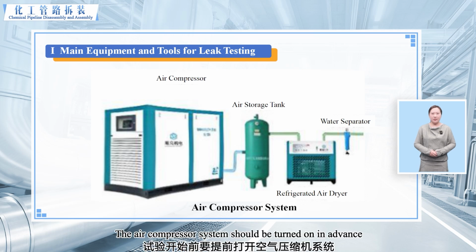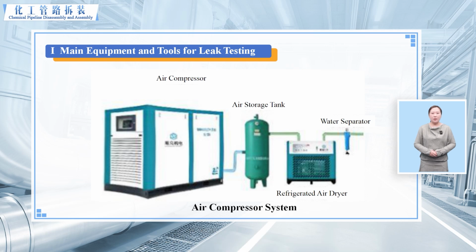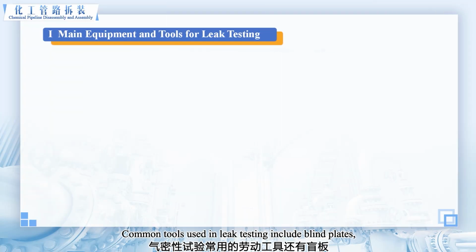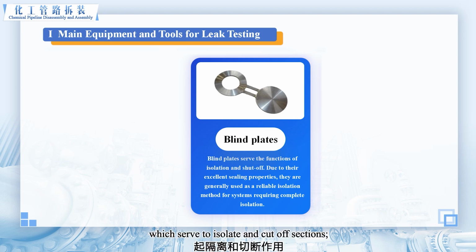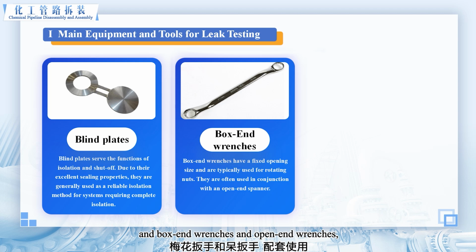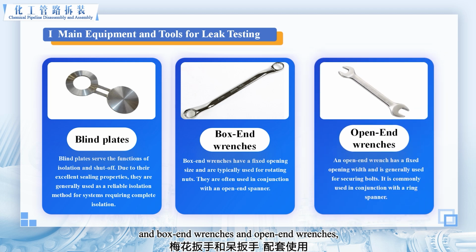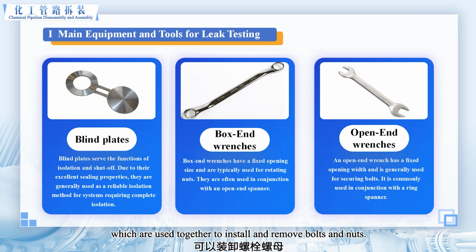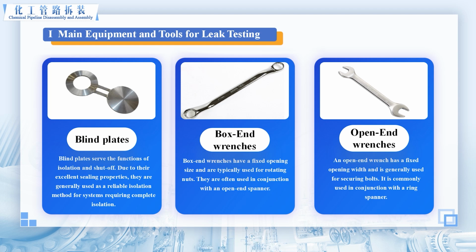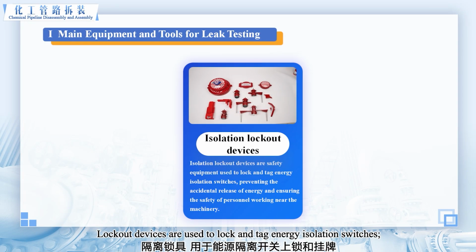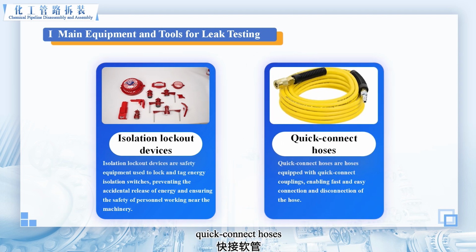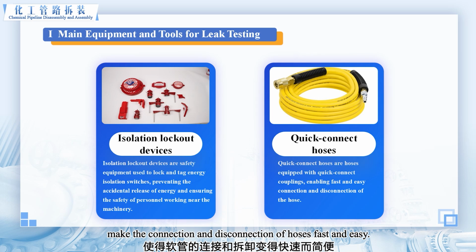The air compressor system should be turned on in advance before starting the test. Common tools used in leak testing include blind plates, which serve to isolate and cut off sections, and box-end wrenches and open-end wrenches, which are used together to install and remove bolts and nuts. Lockout devices are used to lock and tag energy isolation switches. Quick connect hoses make the connection and disconnection of hoses fast and easy.